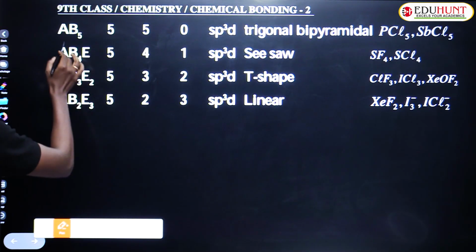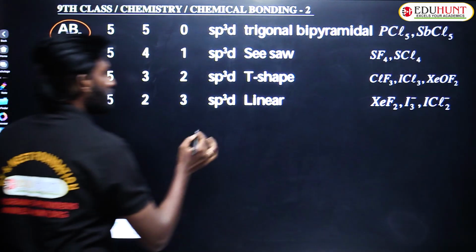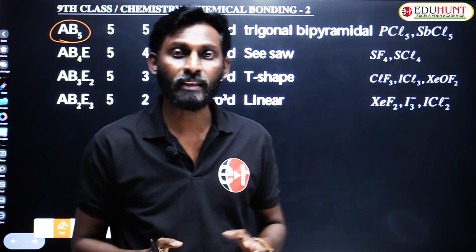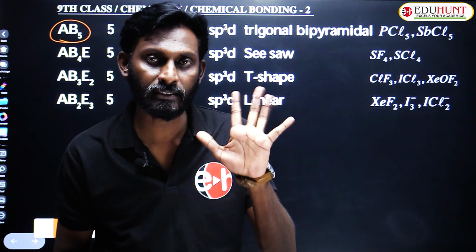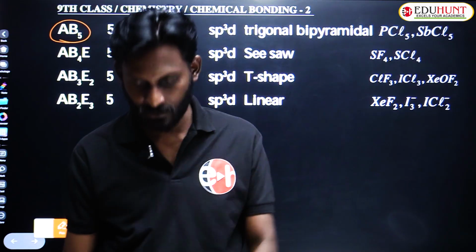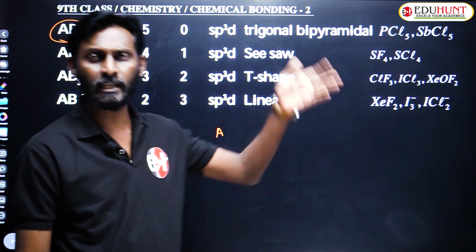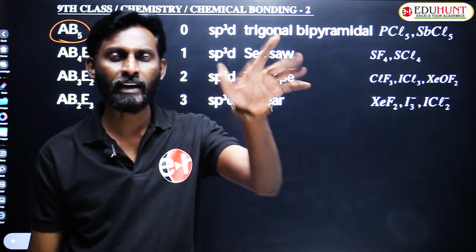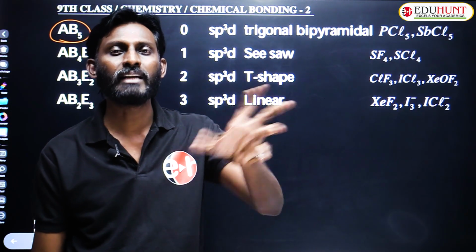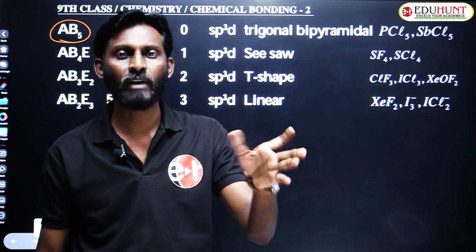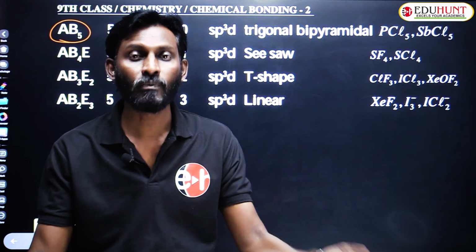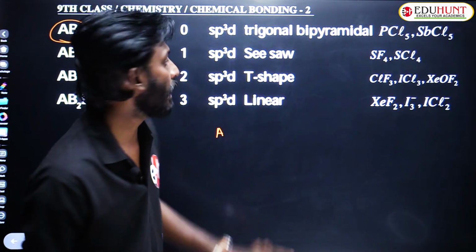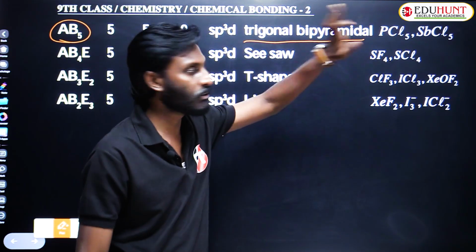Same. AB5 means I am taking how to determine the geometry when there are 5 electron pairs around the central atom. Yes, Sidgwick and Powell said that when there are 5 pairs, all the 5 pairs will orient in space in such a way as to have minimum repulsion. How? When there are 5 pairs, the electron geometry is trigonal bipyramidal.